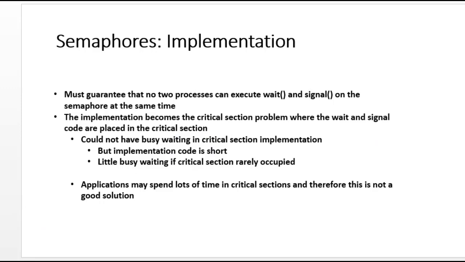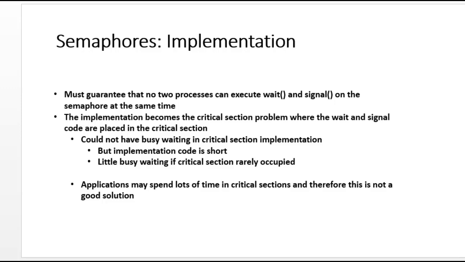Continuing with the semaphore implementation, there are a few things that need to be taken care of while using semaphores. We must guarantee that no two processes can execute wait and signal on the same semaphore at the same time. Such a guarantee is assured in a single processor environment by disabling interrupts. However, disabling interrupts in a multiprocessor environment is a difficult task and it is also not much appreciated when it comes to performance.